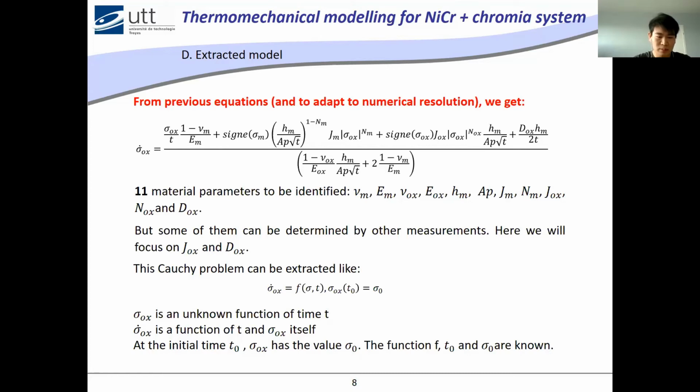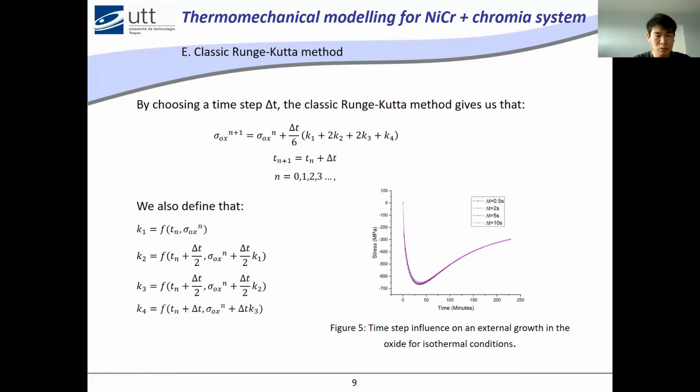This Cauchy problem can be expressed like this equation, where the stress is an unknown function of time t, and the stress rate of oxide is a function of t and the stress itself. At the initial time t0, the stress has a value sigma 0, and the function f, t0 and sigma 0 are known. So the classic Runge-Kutta method is applied. By choosing the time step delta t, we can see that the tendencies of the simulation are very close.